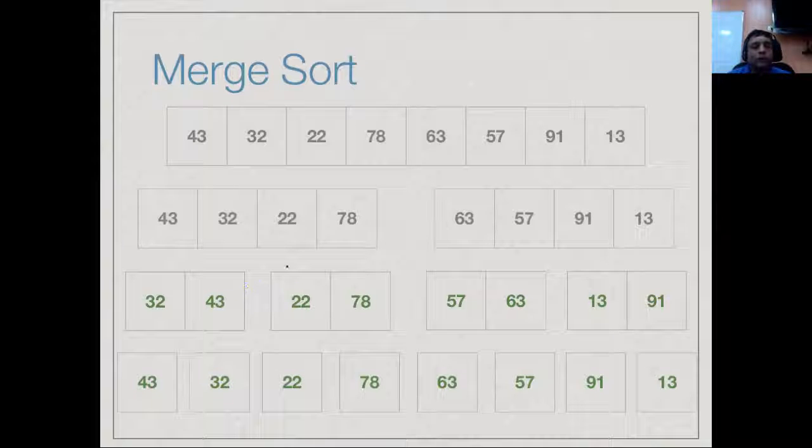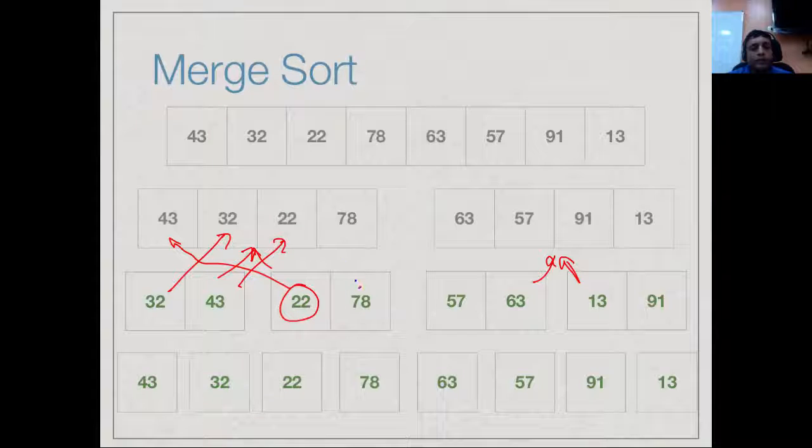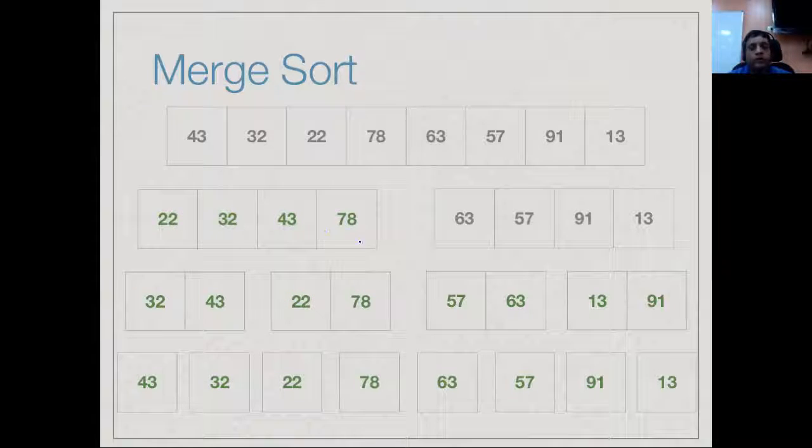Now I want to merge these two arrays into a sorted segment of length 4 and these two arrays into a sorted segment of length 4. So again I apply merging. Note that 22 will come first, then 32 will come here, then 43 will come here, and then 78 will come there. So if I apply this, I'll get 22, 32, 43, 78. The same way here, 13 should come here, then 57, then 63, and then 91. So this is the effect of merging.